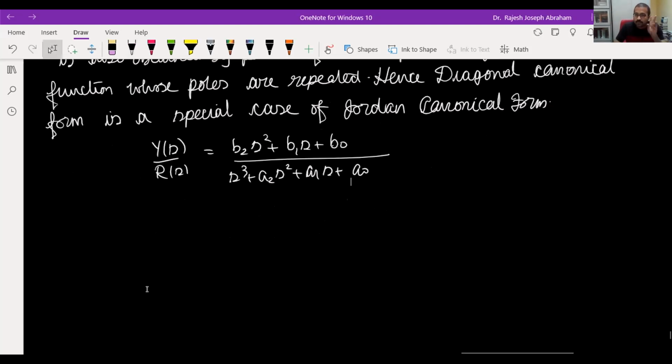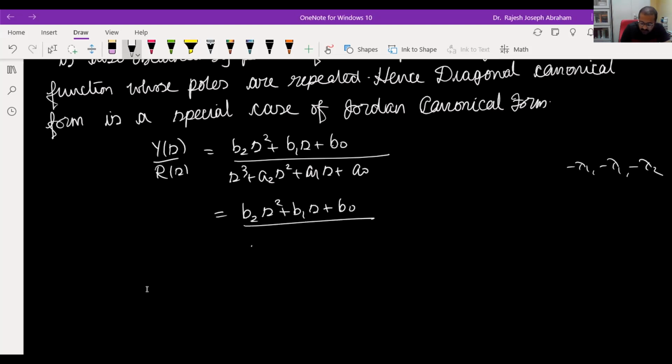Okay, we assume that there are total 3 eigenvalues, and that out of the 3 eigenvalues, the first 2 are repeated. That means minus lambda 1 and minus lambda 2. So the eigenvalue minus lambda 1 is repeated twice. Let me write it like this: b2s square plus b1s plus b0 whole divided by s plus lambda 1 whole square into s plus lambda 2.